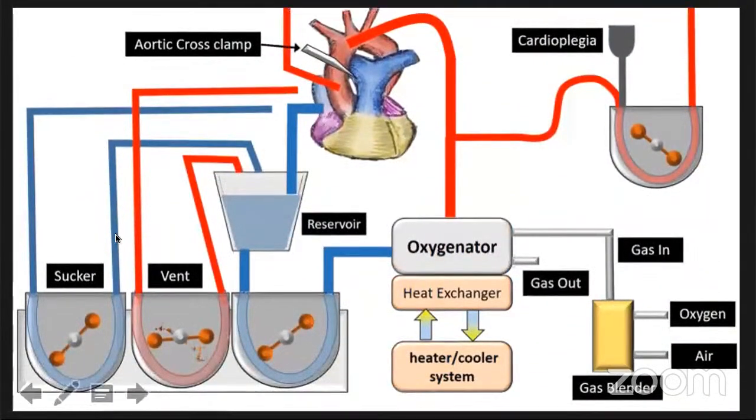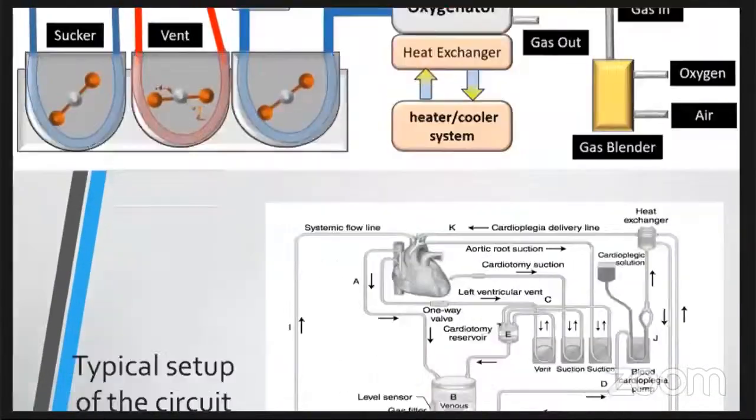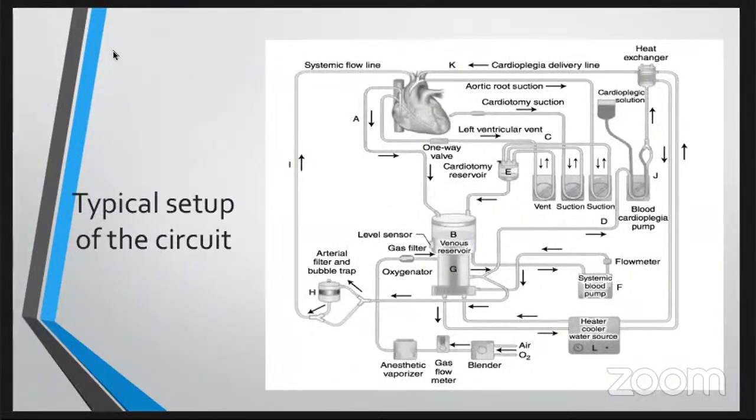For vents and suckers, the blood will also be drained through the vents and sucker, and will be actively suctioned using a roller pump into the cardiotomy reservoir, and will be drained into the venous reservoir. And this is the typical setup of the circuit, simplified.